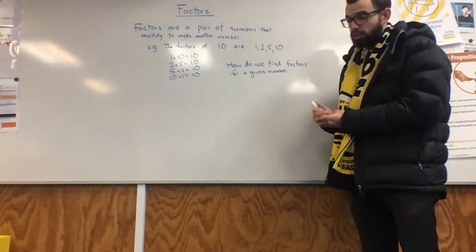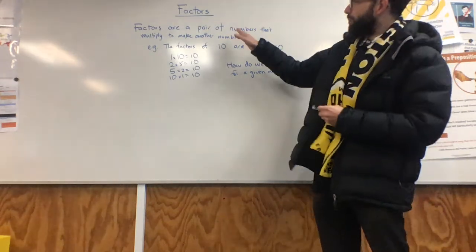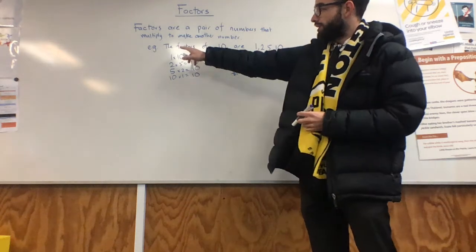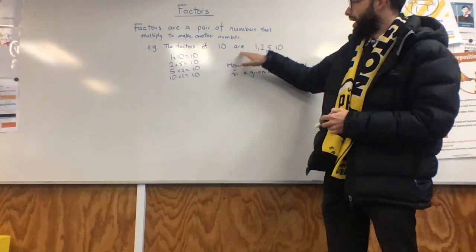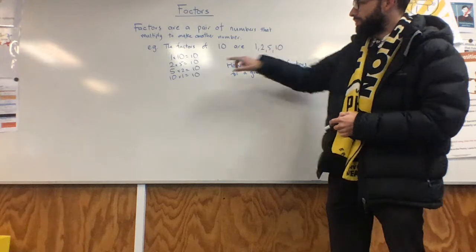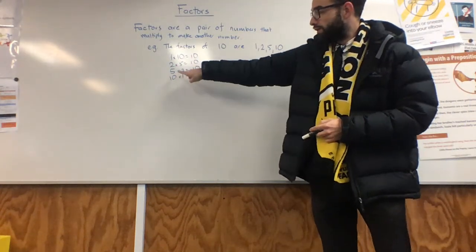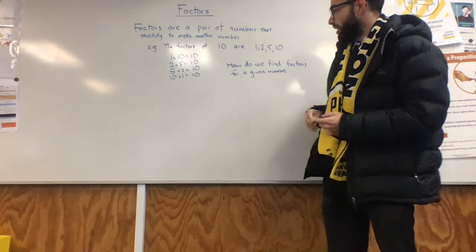So some key information to start us off. Factors are a pair of numbers that multiply to make another number. The example we've got here is the factors of 10 are 1, 2, 5, and 10. 1 times 10 is 10, 2 times 5 is 10, 5 times 2 is 10, 10 times 1 is 10.